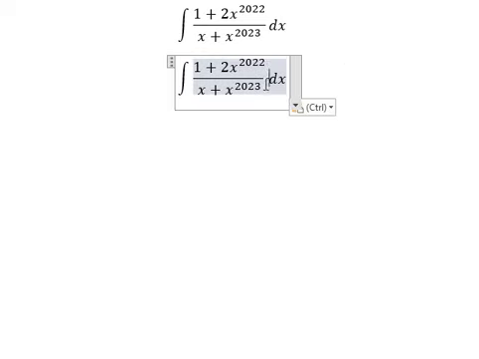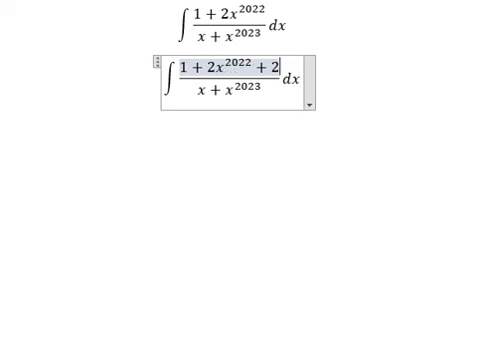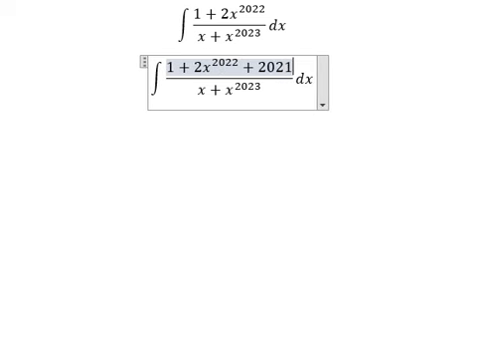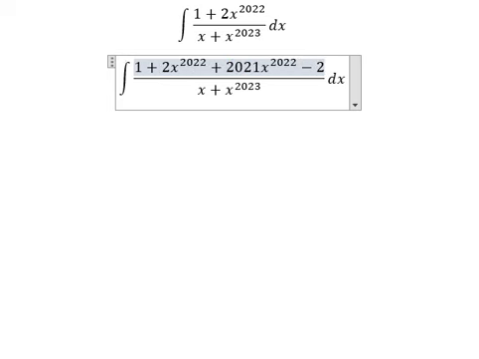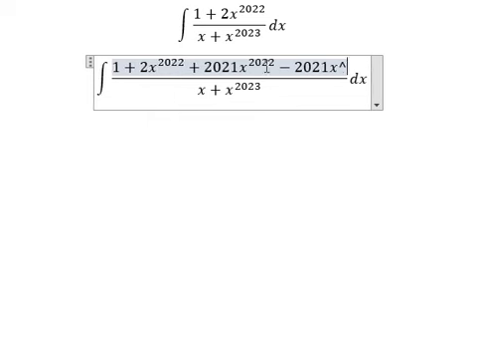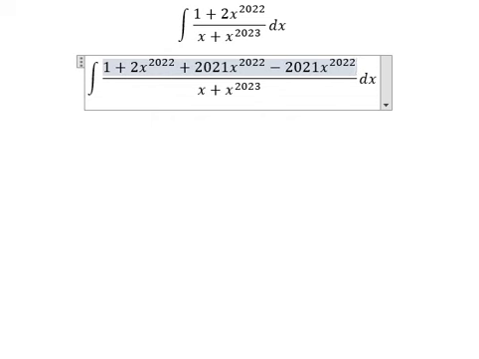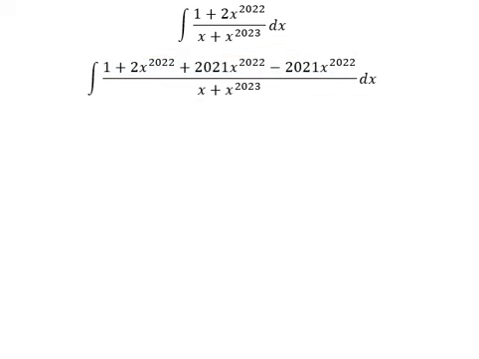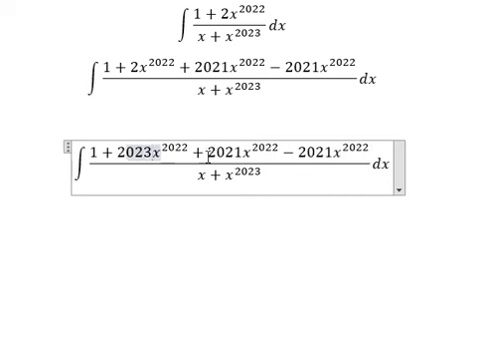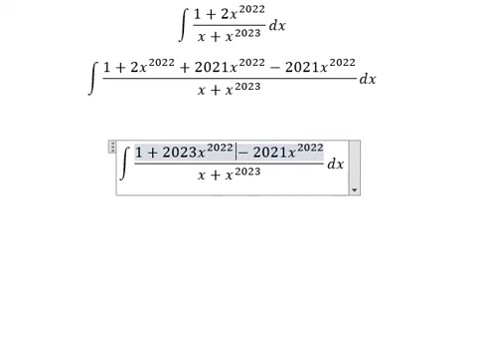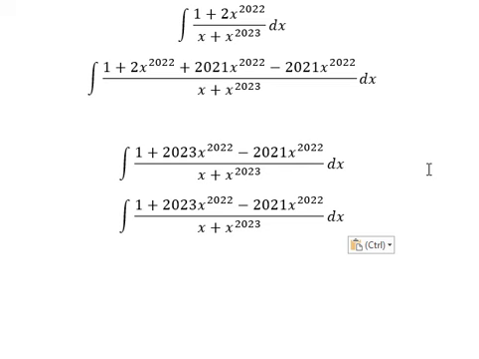We need to add number 2 times s to the power of 2022, and later we need to subtract 2021 s to the power of 2022. So number 2 plus this one, we have 2023. So we need to separate them here. They should be like this.